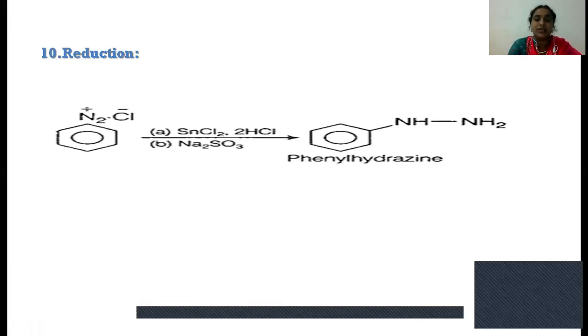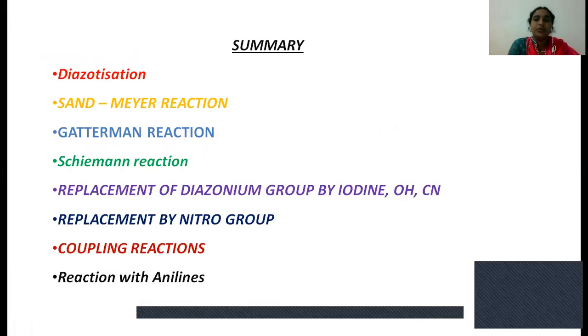Coming to the summary of this topic, today we have discussed diazotization. Diazotization is the conversion of aniline, in the presence of sodium nitrite and HCl at 0 to 5 degrees, into benzene diazonium chloride. This conversion of aniline to benzene diazonium chloride is called diazotization. We also discussed the mechanism of diazotization.